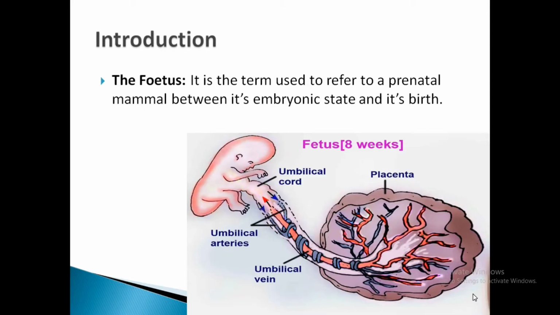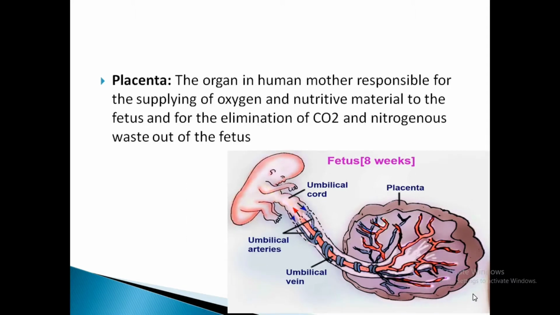So before starting with the topic, that is fetal circulation, I would like to introduce a few terms. First of all, we'll discuss what is a fetus. Fetus is the term used for a prenatal mammal, that is, the mammal which is about to be born or in the process of formation. A prenatal mammal between its embryonic period and its birth is referred to as the fetus.